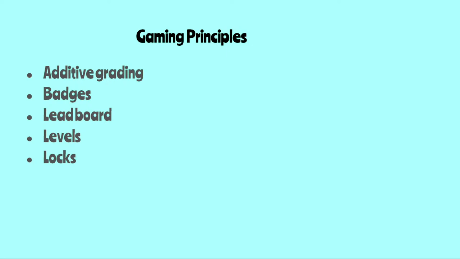Badges are also given in games. Badges can be digital artifacts or images which students can collect to get feedback on their learning while they were going through the games designed for them. So badges are another element of games. Then leaderboard. If a teacher gives games aligned to learning objectives or learning outcomes to the class, they can also have a leaderboard.